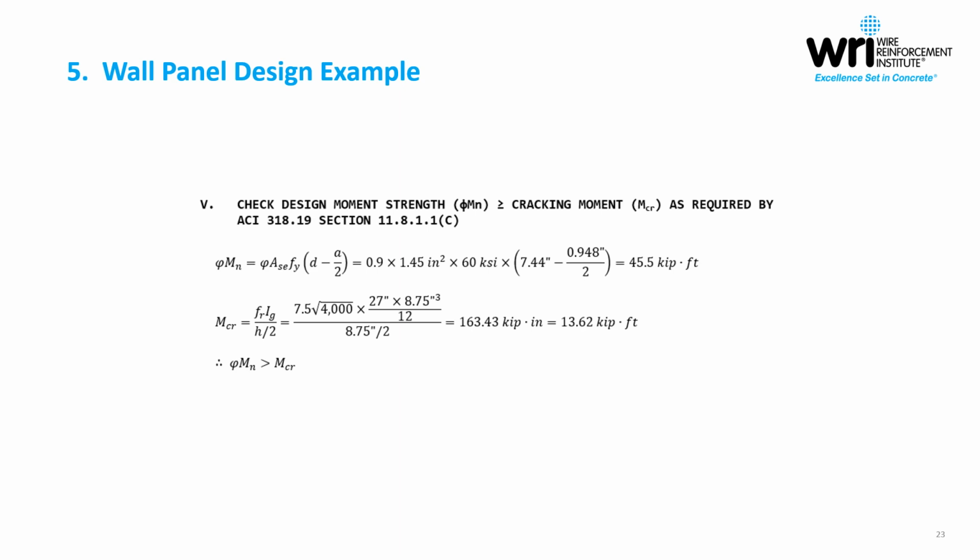Step 5, we always do want to check our phi M sub n, our design moment strength, against the cracking moment. Our phi M sub n, we're populating with numbers we previously calculated. We see that our phi M sub n, our design strength, is 45.5 kip feet. Cracking moment, that equation should look fairly familiar to you, is of course significantly smaller, 13.62 kip feet. Our phi M sub n will govern our design here.